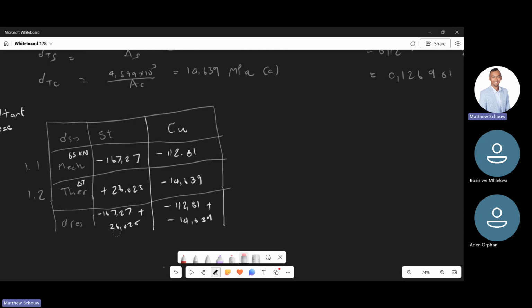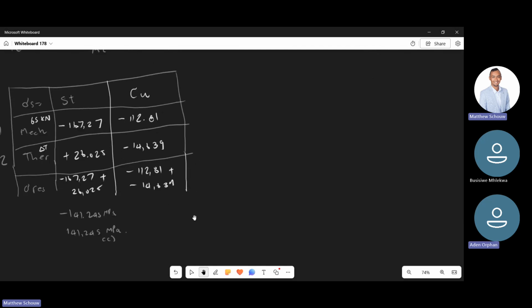So what do we get for this one? What's the resultant stress in the steel due to both loadings? Steel is going to be negative 141.245 MPa. Or we can just say it's 141.245 MPa compressive, right? You agree with me? Yes, sir. And then obviously this one is also going to be compressed as well.